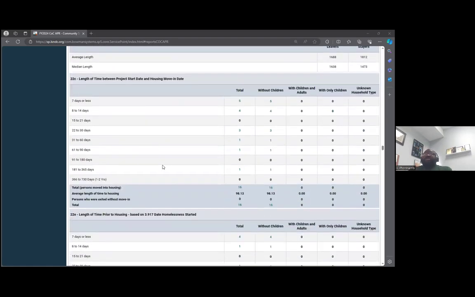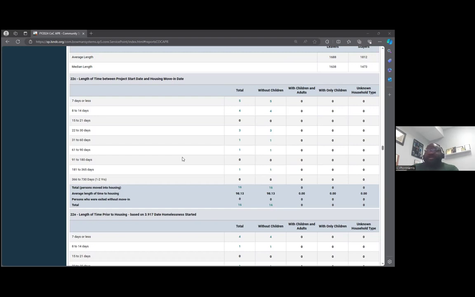22C is the length of time between project start date and housing move-in date. So it just shows you how many clients moved in less than 7 days, 8 to 14 days, 15 to 21 days, et cetera, et cetera. So this is the time between the project start date and whatever housing move-in date that you added for the client.